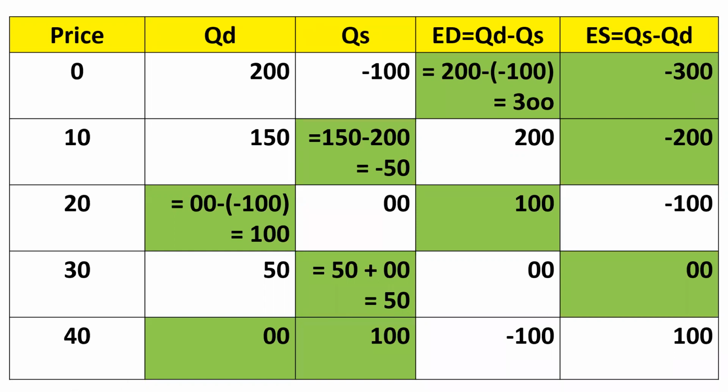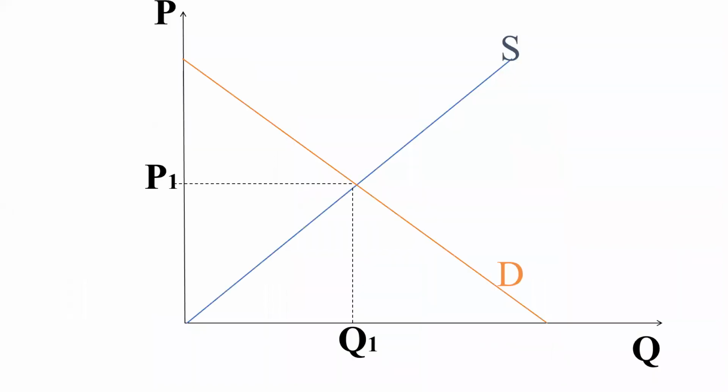Right. Now we got graphical method, excess demand, excess supply. We got equation method, excess demand, excess supply. Then we got the schedule, excess demand, excess supply. Now, we'll see what happens in the market when there's an excess demand and excess supply.